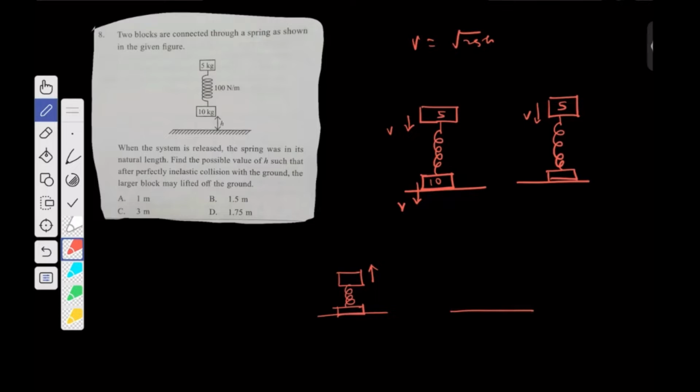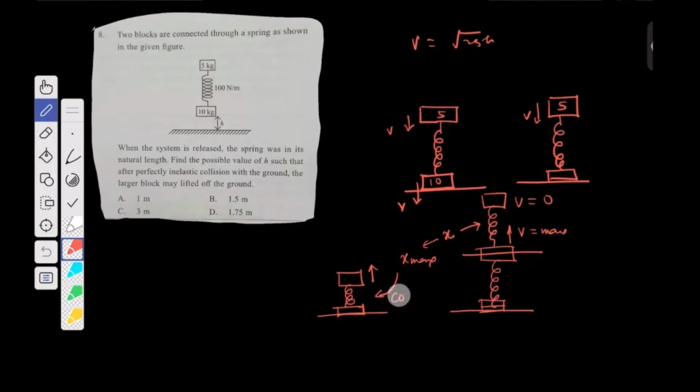Correct? It will reach a point where the spring is at natural length, but the speed is maximum. Again, it will continue going up till its speed becomes zero and the spring gets an extension x, which will be the maximum extension, equal to the compression when it was fully compressed. Correct? And how much will that x max be? Half k x max squared will be equal to half mv squared.